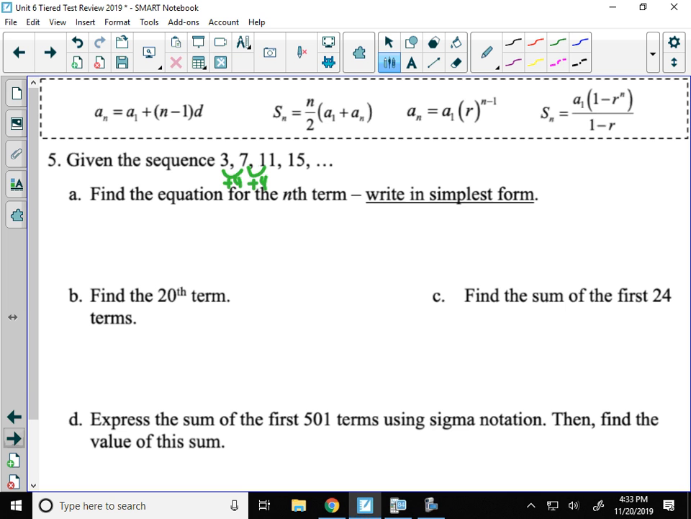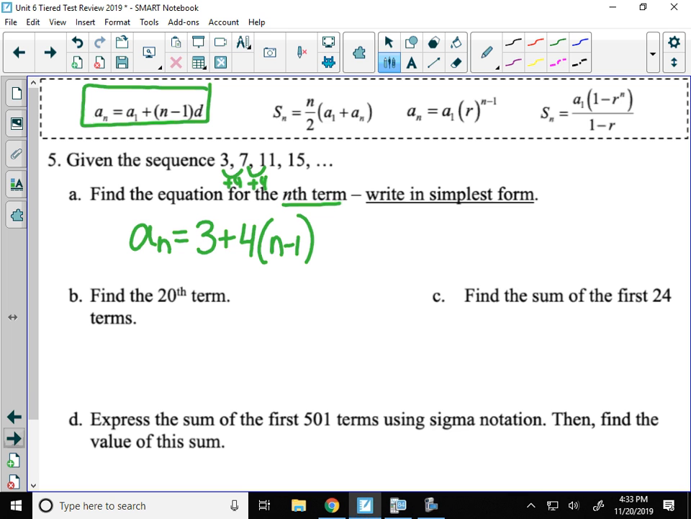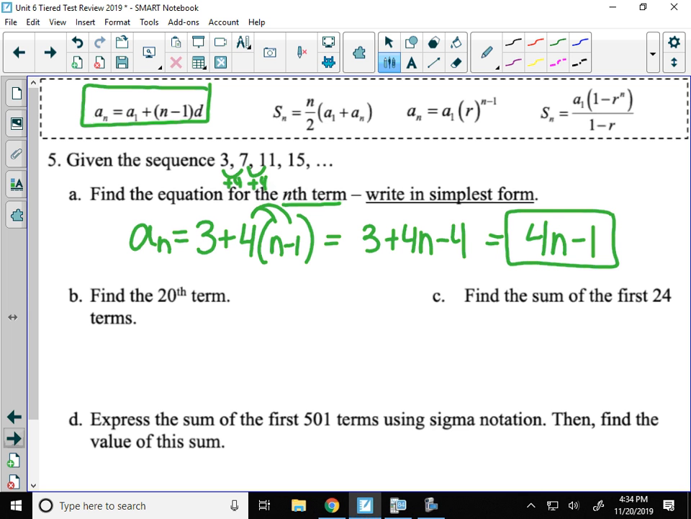If I'm writing an equation for the nth term, I'm going to use my a sub n formula. So here's what I have. I'm going to write it in simplest form. A sub n equals. So I take my first term, which is 3, plus my common difference of 4 times n minus 1. Now we just want to simplify it, which means get rid of the parentheses. So I'm going to distribute the 4, which is 3 plus 4n minus 4, which simplifies to be 4n minus 1. That is the equation for a sub n.